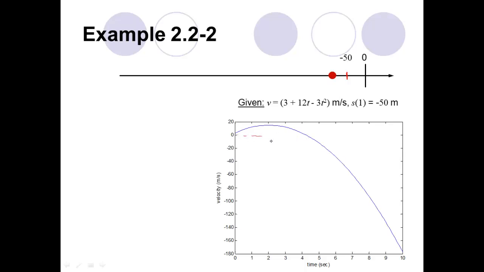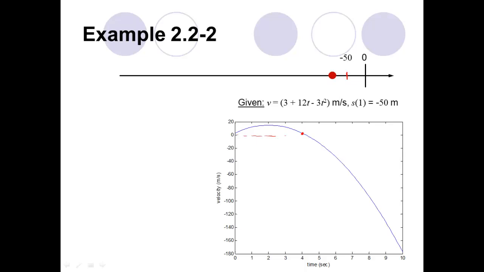Eventually, the velocity passes through 0 meters per second. And so at that point, the velocity becomes negative. And a negative velocity means that, in essence, we're moving backwards. We're moving in the negative direction, which is to the left.